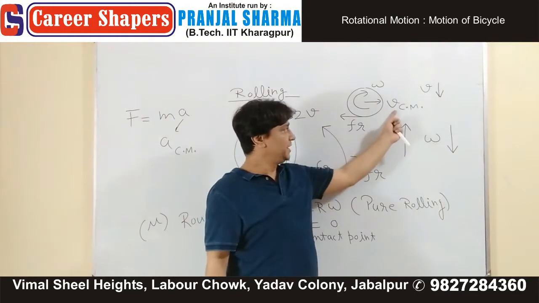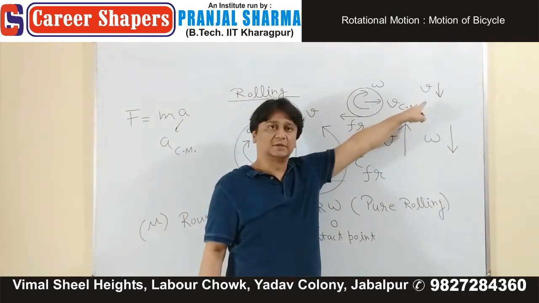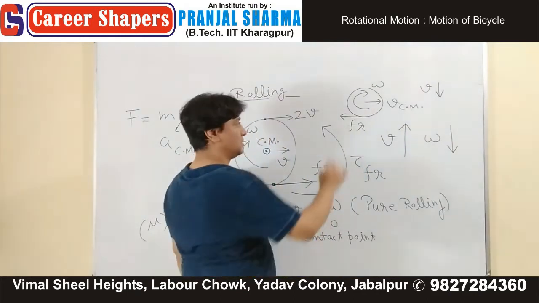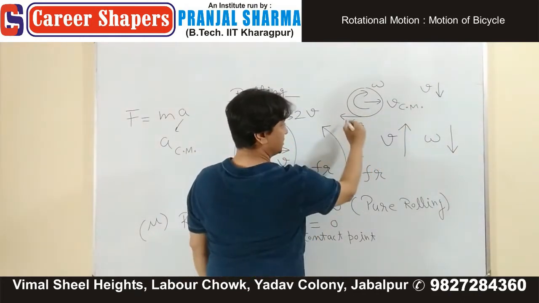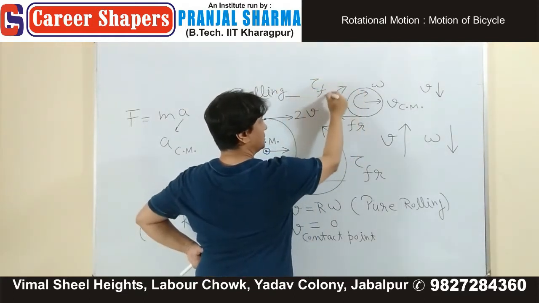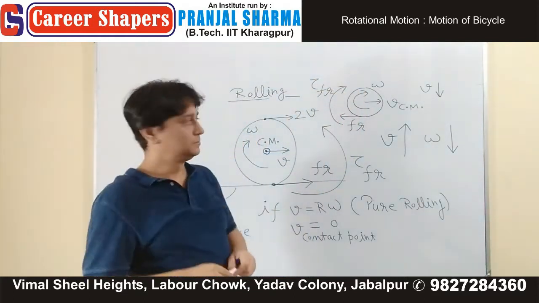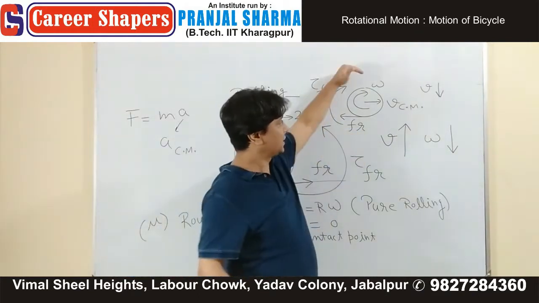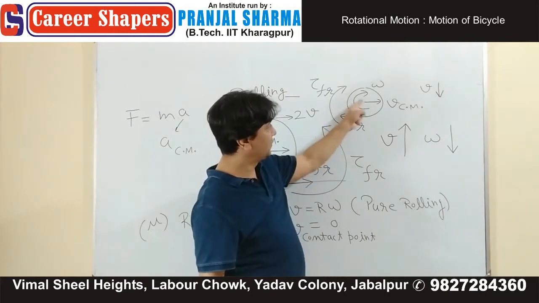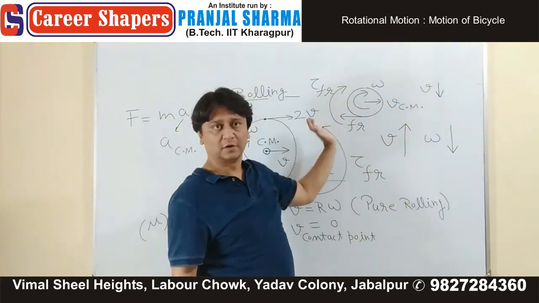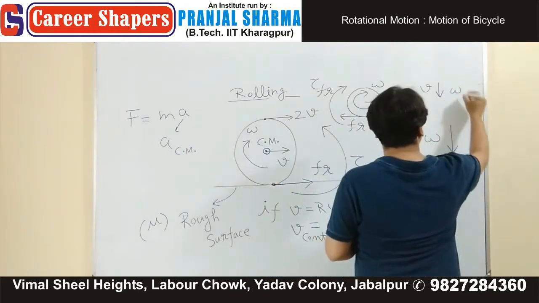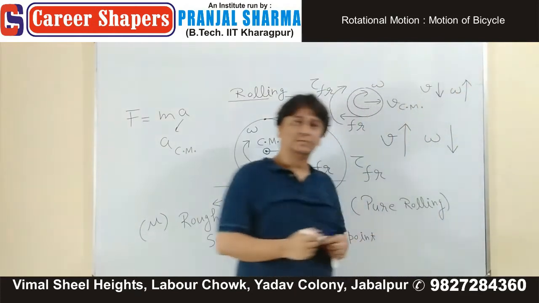Force speed को क्या करेगा, decrease. It's a retarding force. And what about direction of torque? Friction acting like this is going to produce a torque like this. This is the torque of friction. And you can see that this torque is supporting omega. They have same sense of rotation. Clock. That means omega is going to increase.